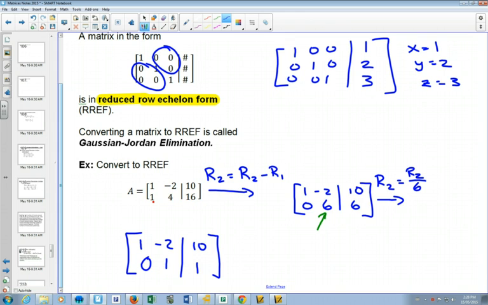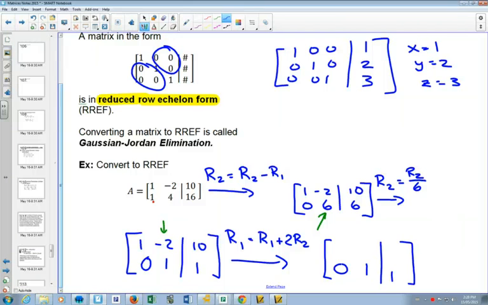Now we're very close to having it in reduced row echelon form. All we have left to do is get rid of that -2. We're going to do that by taking row 1 and adding 2 of row 2 to it. So row 2 is not changing. Row 1, well, 2 times 0 plus row 1, that's not going to change. This will now be 0, and 2 plus 10 is 12. So we know that x is equal to 12 and y is equal to 1.